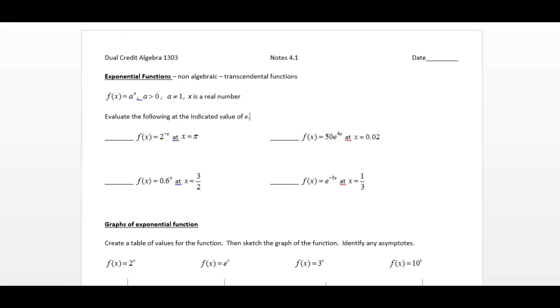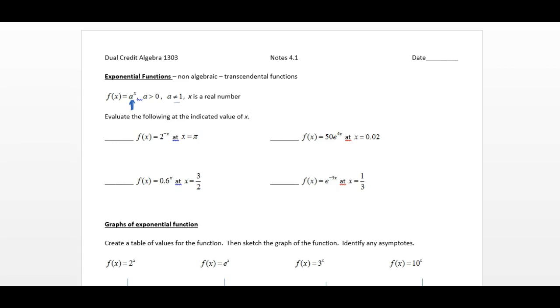All right, in 4.1, we are talking about exponential functions, which are considered non-algebraic and transcendental functions. An exponential function has this form right here, where a is raised to the power of x. a is greater than 0, and a is not equal to 1. x is a real number. It's not going to be imaginary.